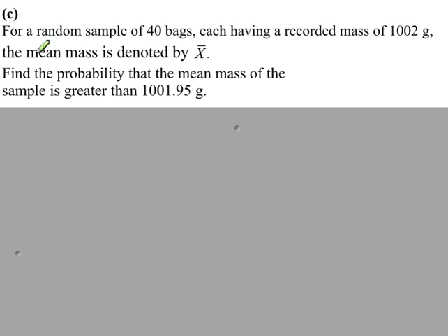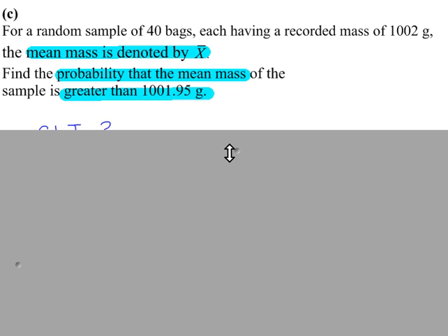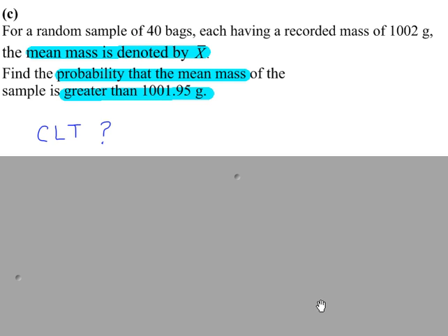We're working out the mean mass, x bar, that its probability is greater than 1001.95 grams. So it's the x bar value we're working with. It's a sample of 40. There's no mention of the normal distribution here, but we have a large random sample. So the conditions of the central limit theorem, the CLT, are met.